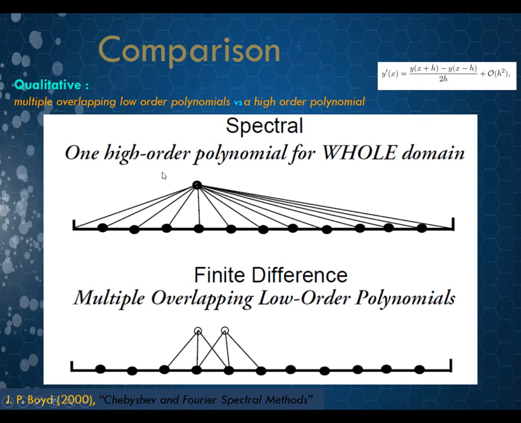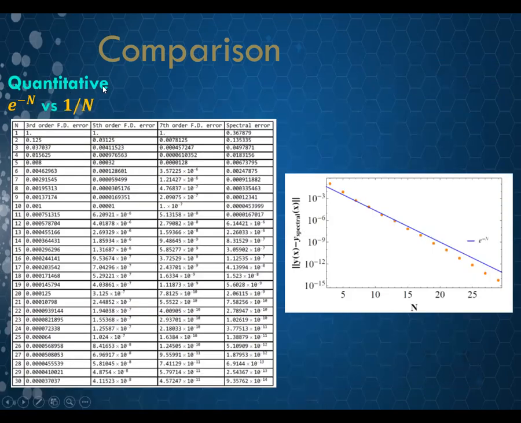Let me give a more precise and quantitative comparison between them. I solved a given differential equation, for example, by the third order finite difference, fifth order, seventh order, and by a spectral method, for different values of the number of grid points.